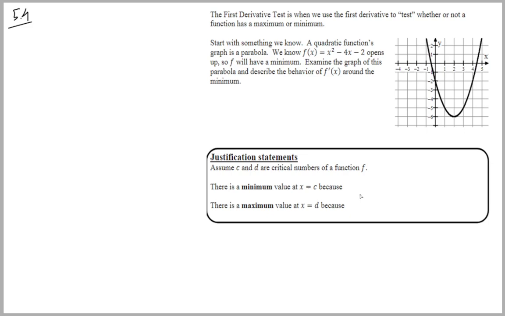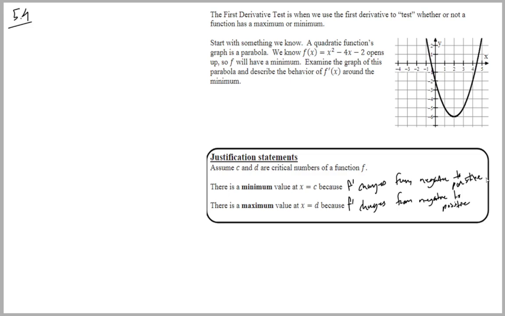There's a minimum value at x equals c because f prime changes from negative to positive, and there's a maximum at x equals d because f prime changes from positive to negative. I know my words are really misspelled, but yeah, that's basically it.